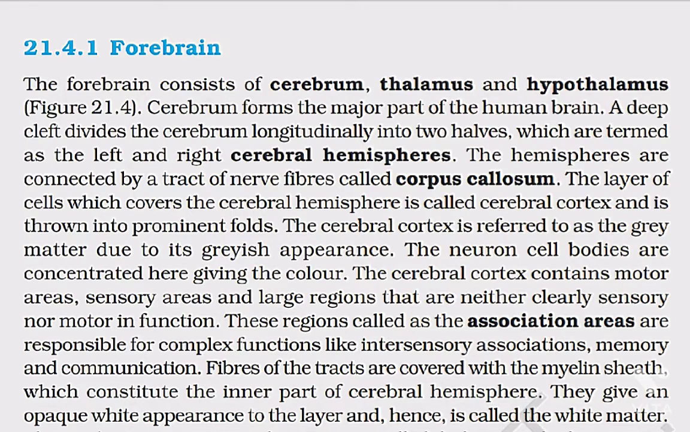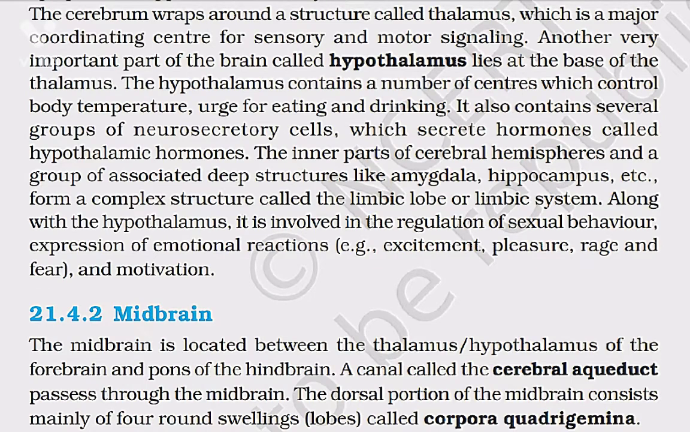Fibers of the tract are covered with the myelin sheath, which constitute the inner part of cerebral hemisphere. They give an opaque white appearance to the layer and hence it is called the white matter. The cerebrum wraps around a structure called thalamus, which is a major coordinating center for sensory and motor signaling. Another very important part of the brain, called hypothalamus, lies at the base of the thalamus.